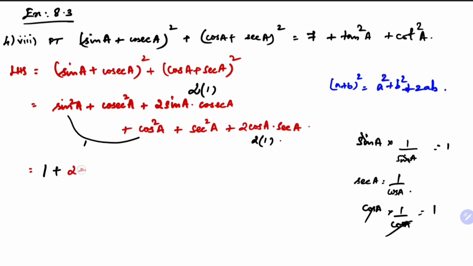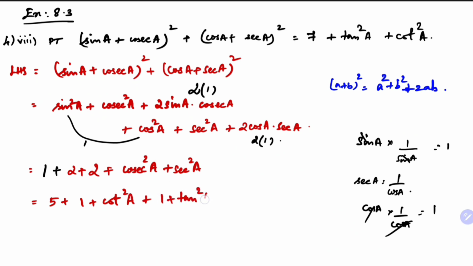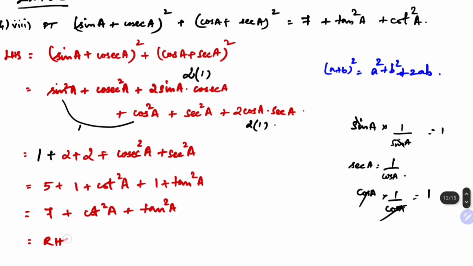1 plus 2 plus 2 plus cosecant square A plus secant square A. 1 plus 2 plus 2 is 5, plus we can write cosecant square A as 1 plus cot square A by the identity. Similarly, secant square A can be written as 1 plus tan square A. 5 plus 1 plus 1 is 7, plus cot square A plus tan square A, which is our RHS. Hence proved.